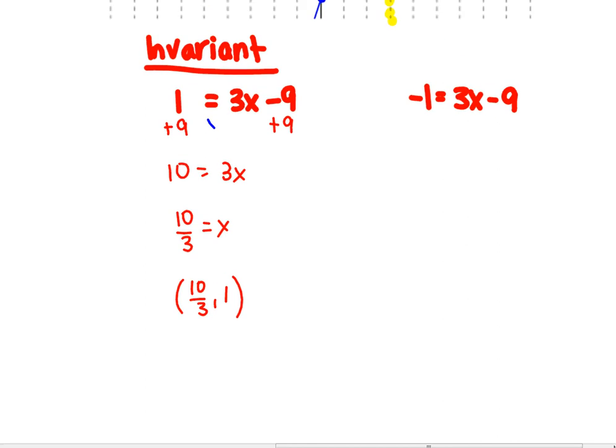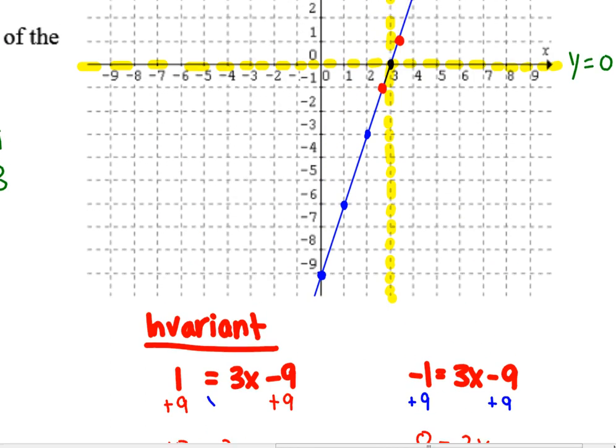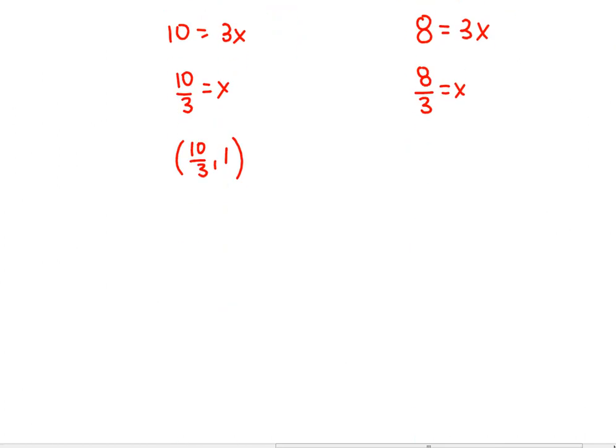add 9, which gives you 8, and divide by 3. 8/3, right? Or what is 8/3 the same thing as? 2 and 2/3? Does that look like 2 and 2/3 for an x value? Yeah, it does. Okay. 2.6 repeating.